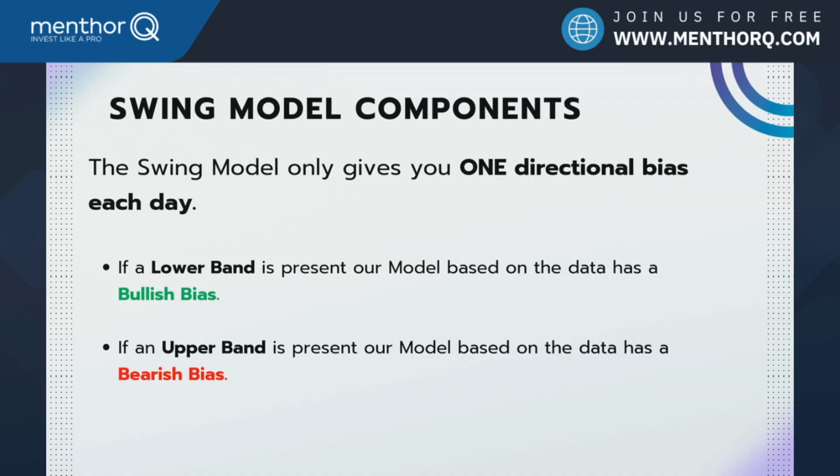All right. So this, I think, is very important because we highlight some of the key differentiators of the indicator. The swing model only gives you one directional bias each day. So each day we are only going to see either a lower band or an upper band. If you see a lower band, the model is bullish. And if you see an upper band, the model is bearish. The lower band will also be highlighted in green, and the upper band in red, so it is easier visually to understand if we are in a bullish or bearish bias. So basically, this is really clean and simple. We are either in a bullish or bearish bias based on the model.